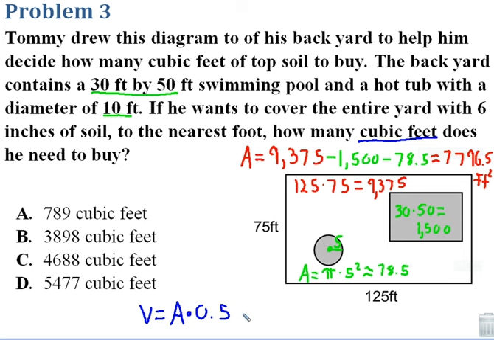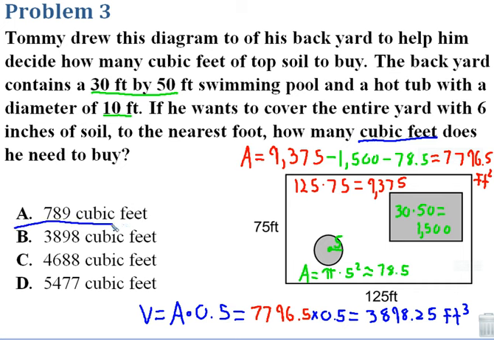Okay, so for my volume then, what we'll do is we'll take that area and then multiply it by the ½ inch of soil we're going to cover the area with. And when I do that, I end up with 3,898.25 feet to the third because we're talking volume. Okay, so it looks like option B, 3,898 cubic feet.